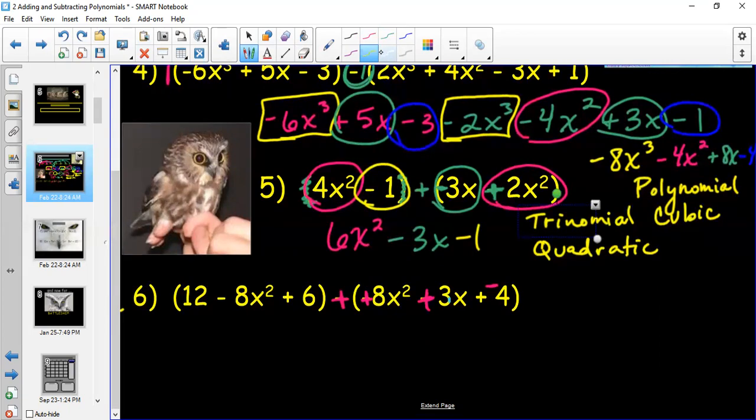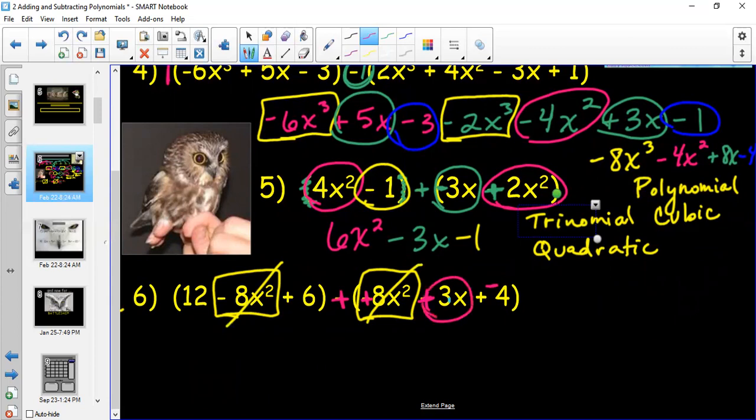All right, let's combine your like terms. Start with the biggest exponent. Negative x squared and a positive 8x squared. They cancel. That's 0x squared. It's gone. All right, we're going to move to our x terms. I have a 3x, and that is it.